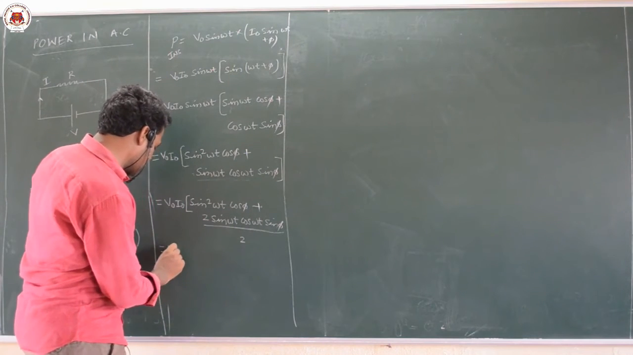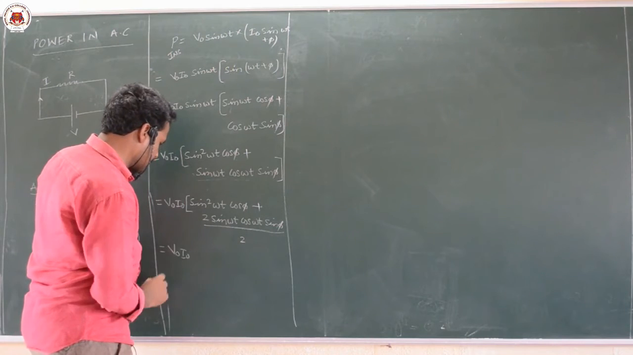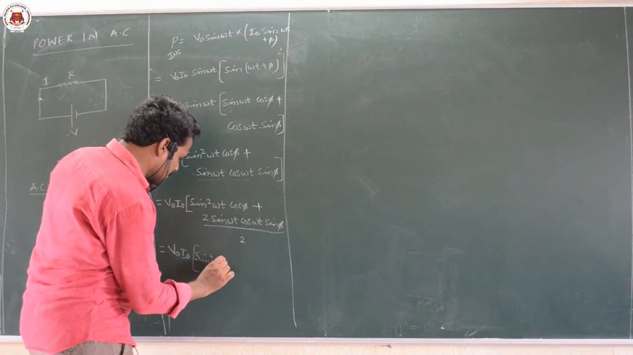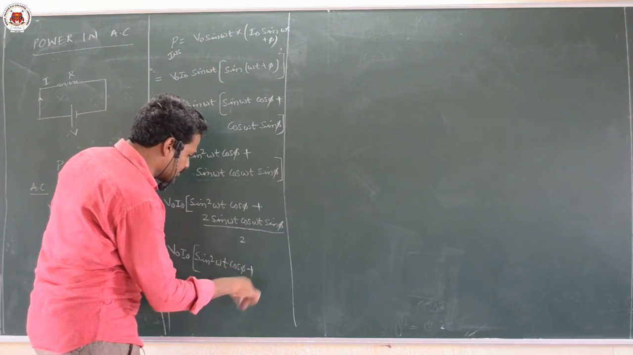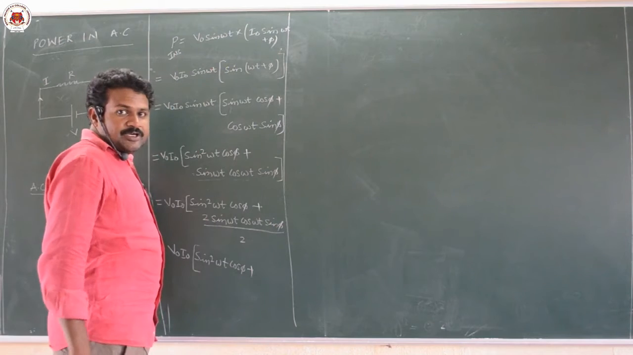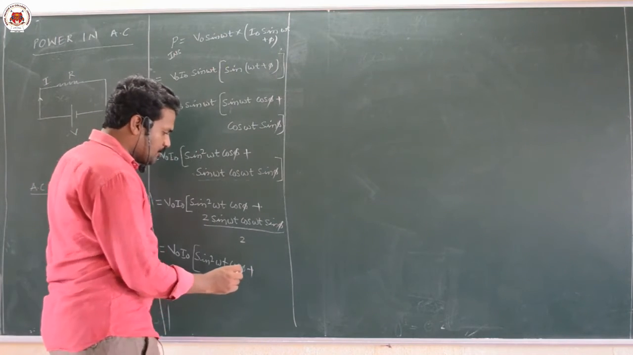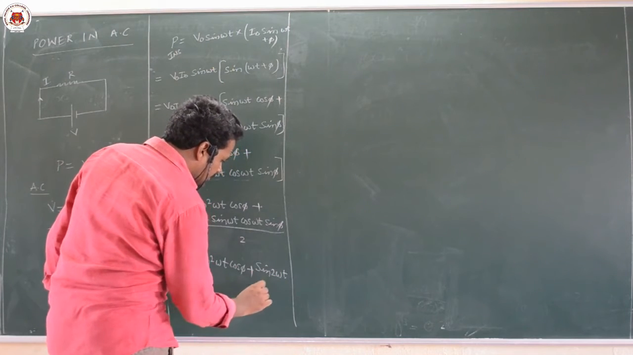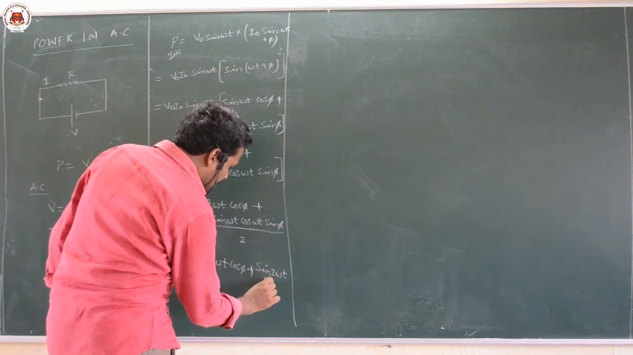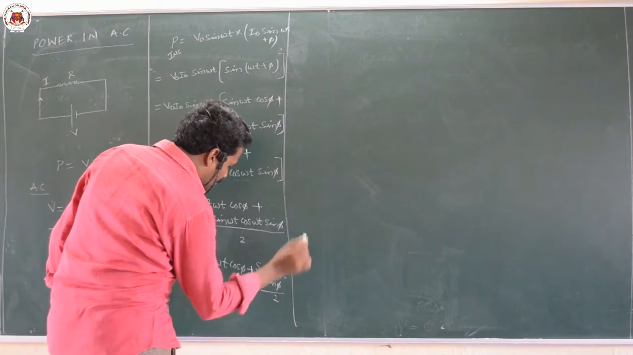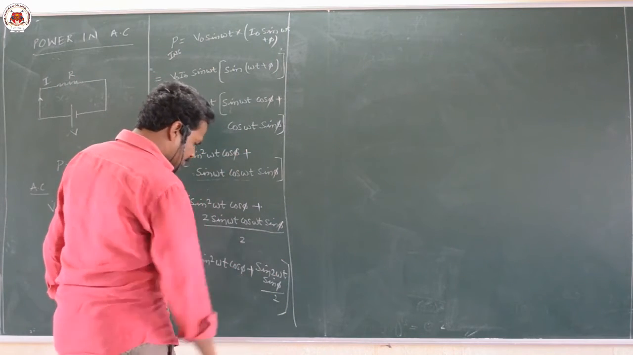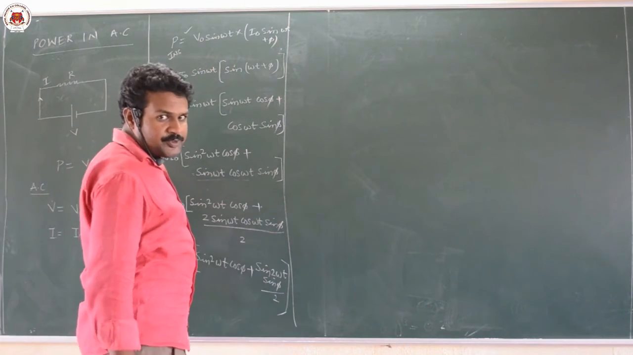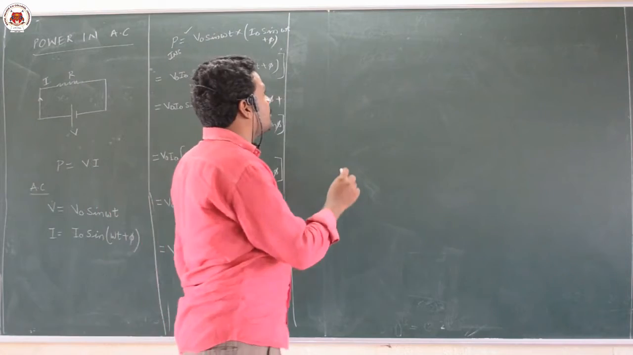So, I can write V naught I naught times sin square omega t cos phi plus, since 2 sin A cos A is sin 2A, sin 2 omega t sin phi by 2. Okay. So, here we can stop our simplification. If you want, you can simplify further, or you can remember this also to calculate the instantaneous power.